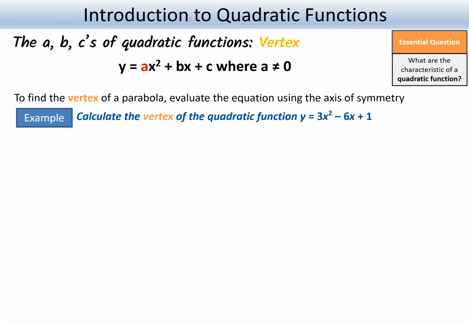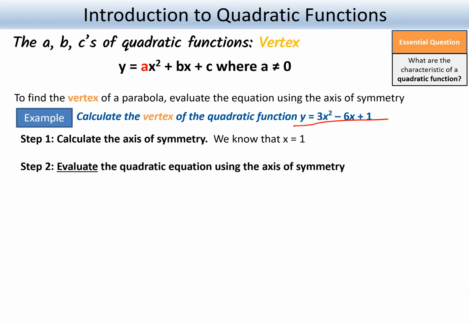Okay, we're going to go over vertex really quickly, and then we're going to finish up in the next video. So for the vertex, what we do is we take the axis of symmetry and just plug that number into the function. So we already did this. We know the axis of symmetry is 1. So we want to find the vertex. We just take that number 1 and plug it in, or substitute it into our function. Or more technically, we evaluate.